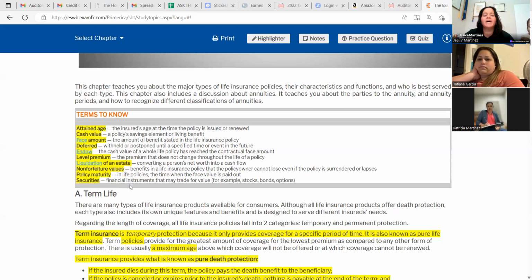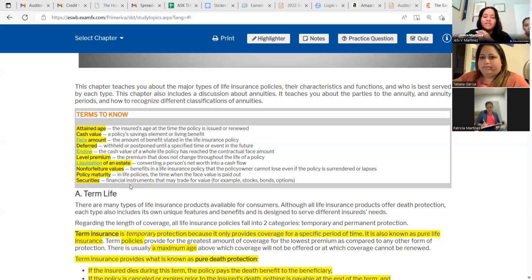Endow? Okay. Endow is when the cash value of the whole life policy has reached the contractual face amount. When the cash value reaches the death benefit, that policy has endowed, like it's reached the maximum. The level premium is a premium that does not change throughout the life of a policy. That's your monthly payment. Premium is known as la prima, el pago mensual. Level means it's leveled, un solo nivel. So that payment does not change.